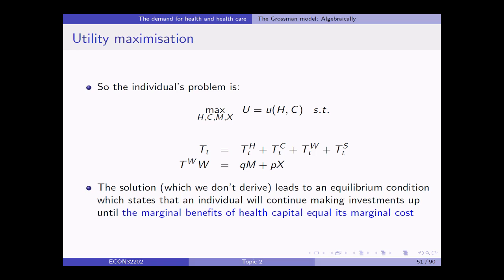But if you do solve that, essentially you get the very standard equilibrium condition that individuals continue to invest in their health up until the point that the marginal benefits equal the marginal cost. So very, very standard stuff. So you've relaxed different assumptions, you've made this more specific to health, but you get the well-known result that MB equals MC.